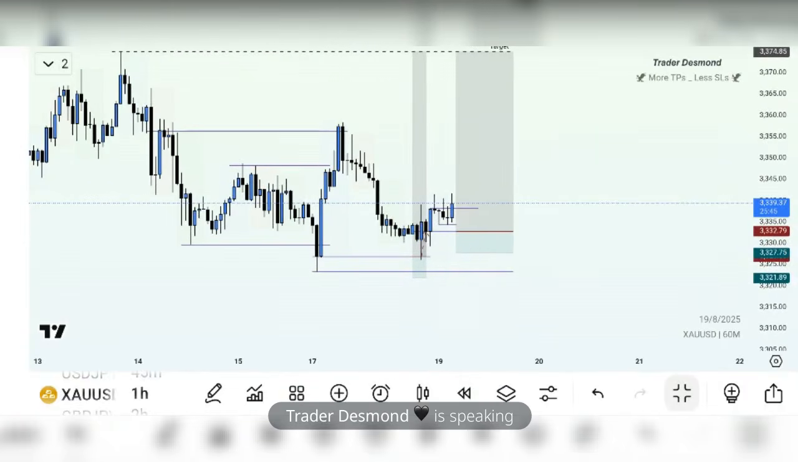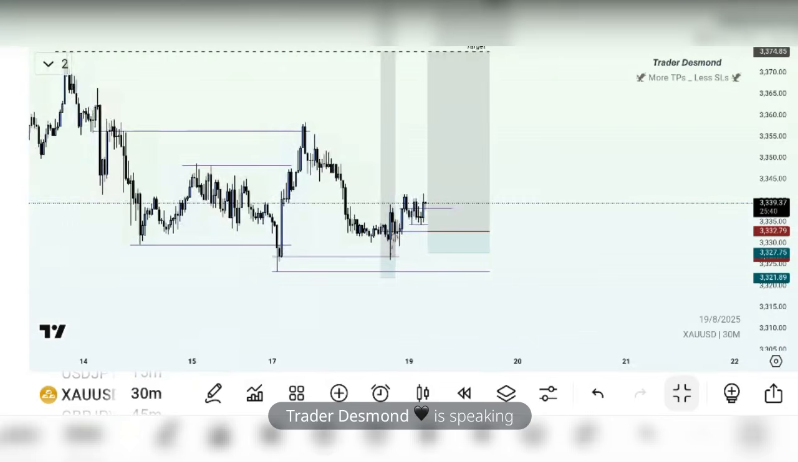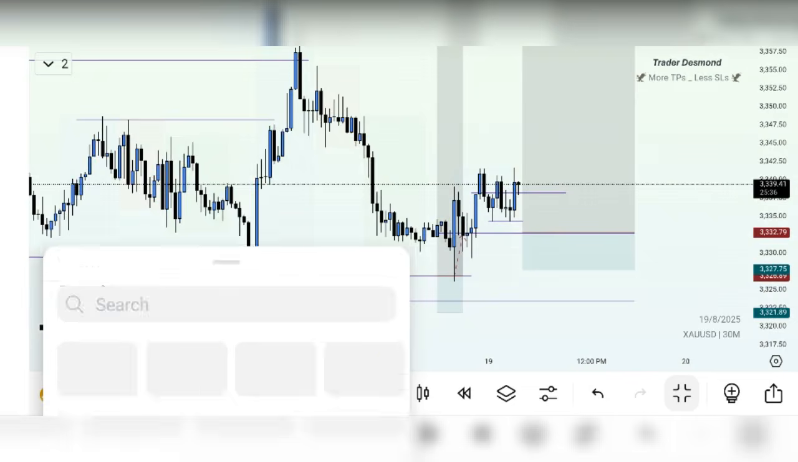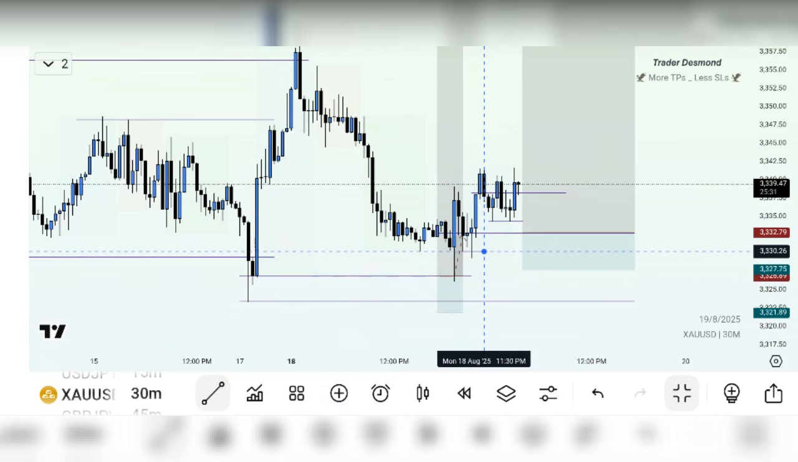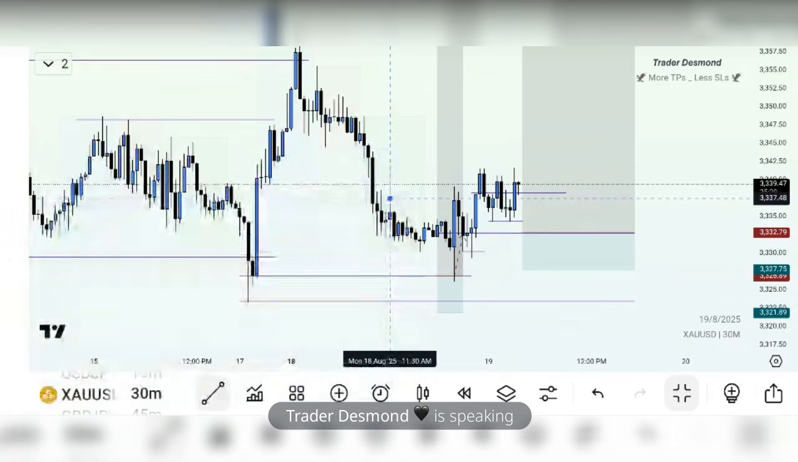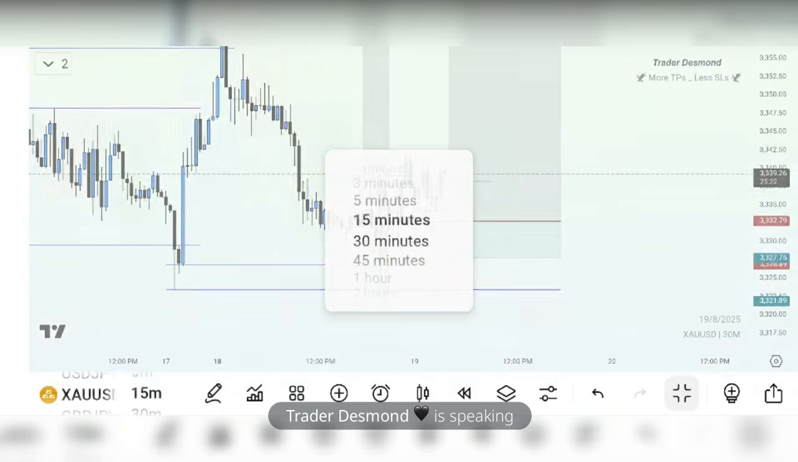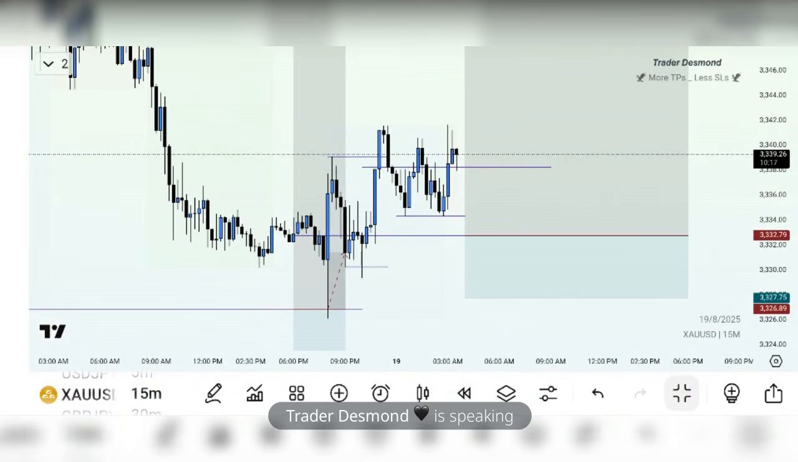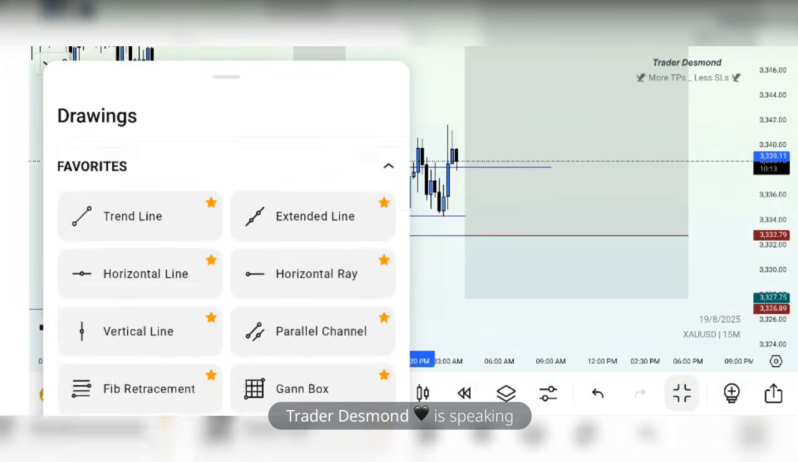Now, going to the 30 minutes time frame, let me see other criteria that can validate this setup for me. I can equally consider here to be my sweep. I can equally consider here to be my break. Going to the 15 minutes time frame, supply and demand traders or SMC traders maybe would want to pick here as their order block.